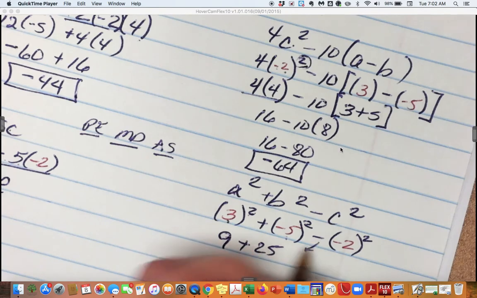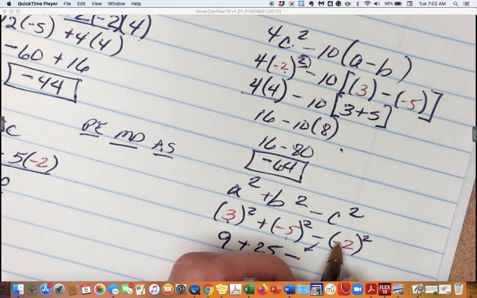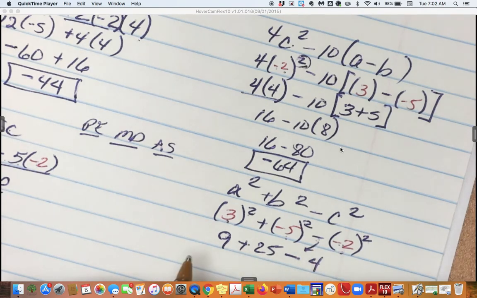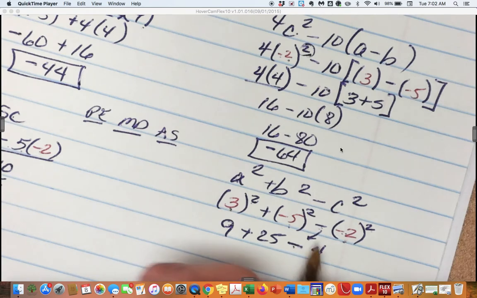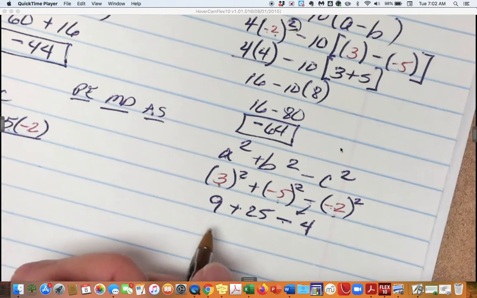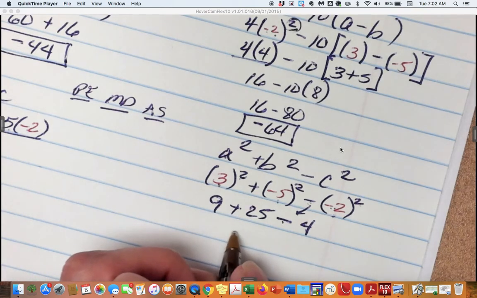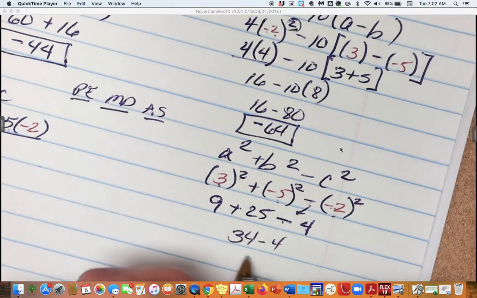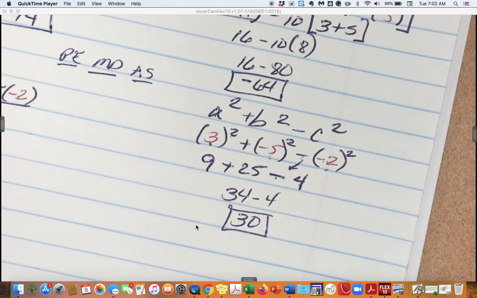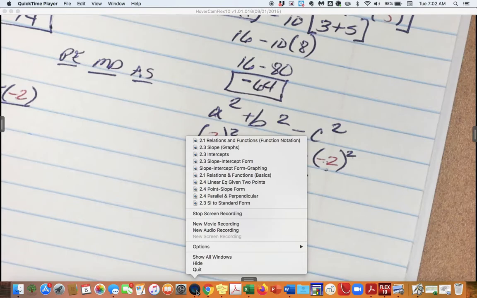Now I'll bring down this negative. This negative has to be squared first. So I can't take these two signs and make a positive. I have to bring this one down and square this one. Negative 2 times negative 2 is a positive 4. But when I write it down, it's going to look like minus 4 because I'm bringing down that negative. So it's very important that you keep your signs straight. So 9 and 25 give me 34. Minus 4 is 30. So that's the basics of substituting. Hope that helps. Practice and let me know what you need.